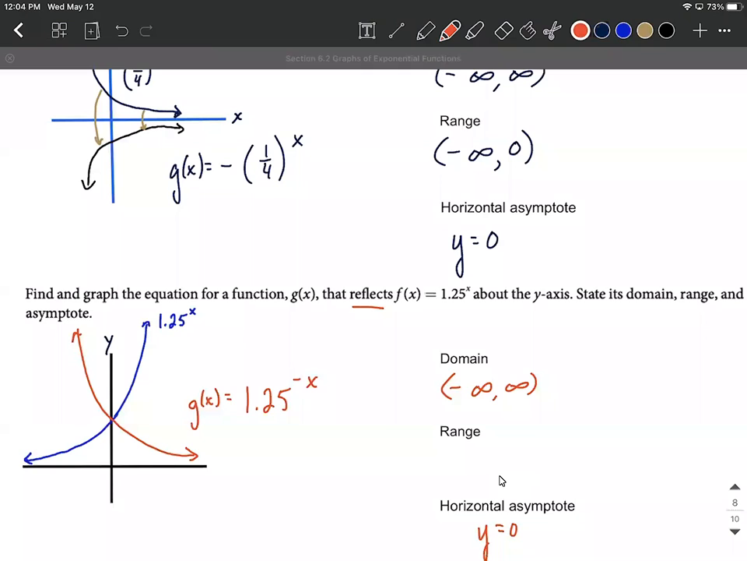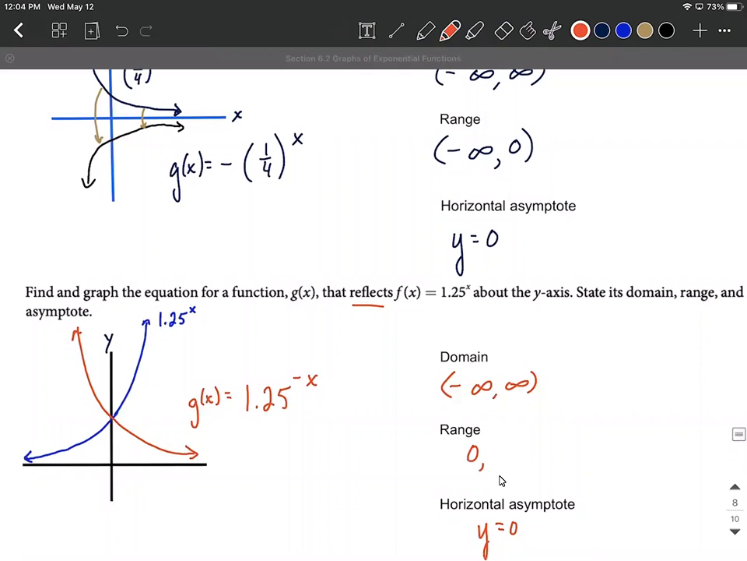And then finally, our range. The entire graph is above the x-axis, gets very close to it. So I'm going to use 0 to infinity. If we track this graph over to the left-hand side, it goes up forever. So that's when y equals positive infinity. All right, hope this helps out in building up a function that's doing the right thing as far as what they ask us to do with reflections, and then identifying domain, range, and horizontal asymptote. Good luck.